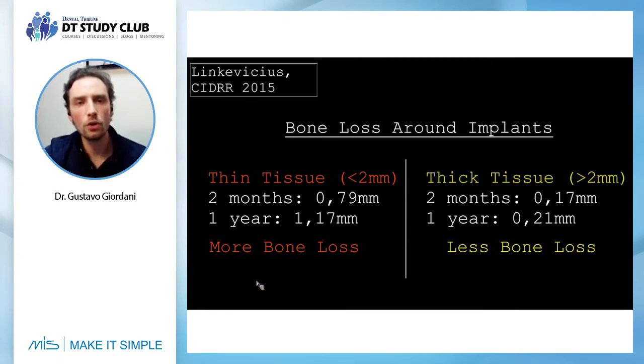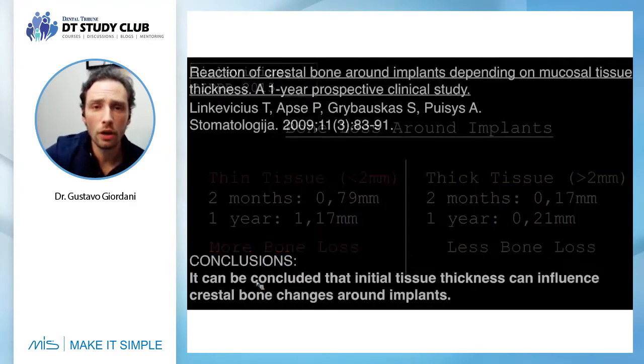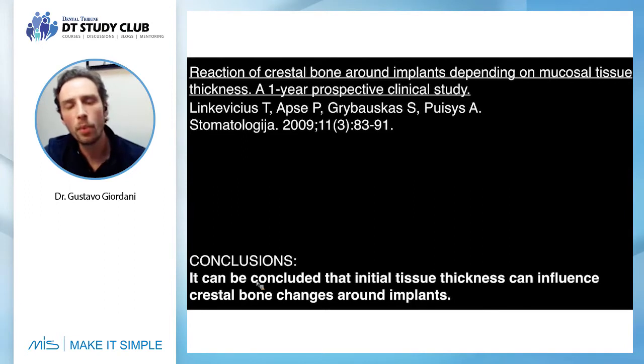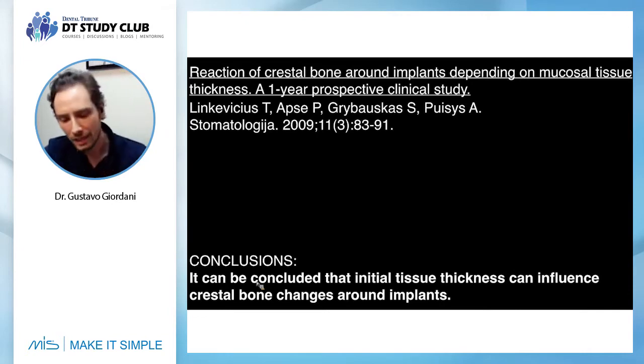And he saw as a conclusion that when you have thin tissue around your implant, you lose more bone compared to when you have thick tissue around the implants. The conclusion of Linkevicius' paper is that initial tissue thickness can influence crestal bone changes around the implant. So it's very important to have stability of your bone around the implants with a very thick soft tissue. So we need more than 2 millimeters to have stability of the bone around the implants.